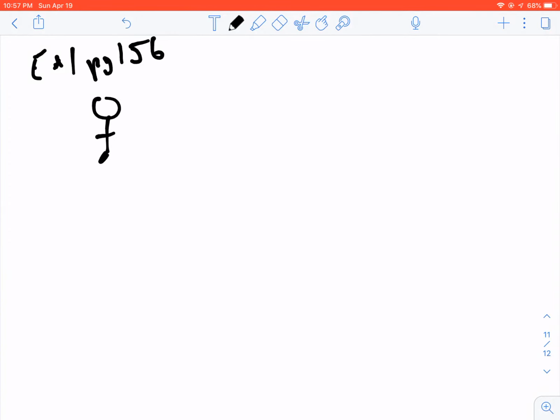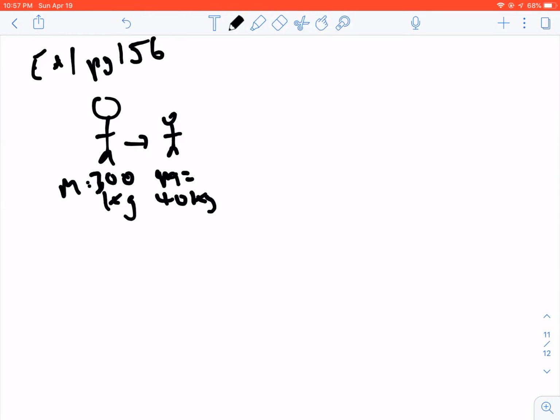So I've got person 1 here with a mass of 300 kgs, and I have person 2 having a mass of 40 kgs. And I know that there is a force of attraction between these two, right? And I know that I can calculate it very quickly and easily: G m1 m2 over r squared. Right? I'm not talking about how much gravity is pulling them down to the planet. I'm asking how much gravity is attracting them to each other.